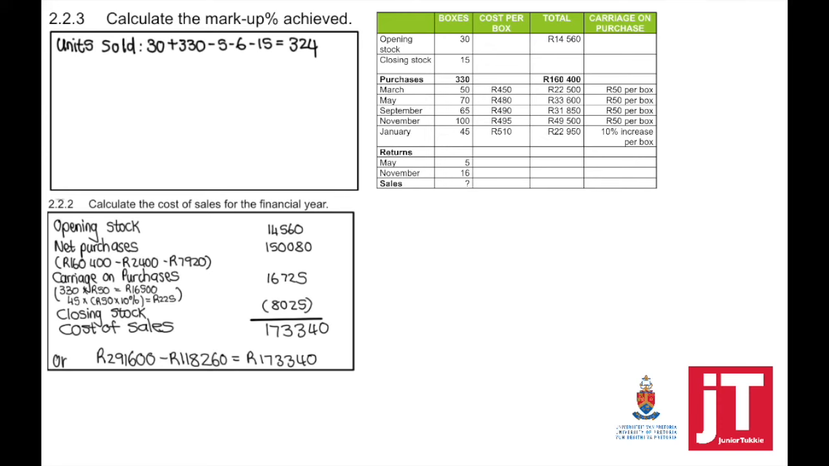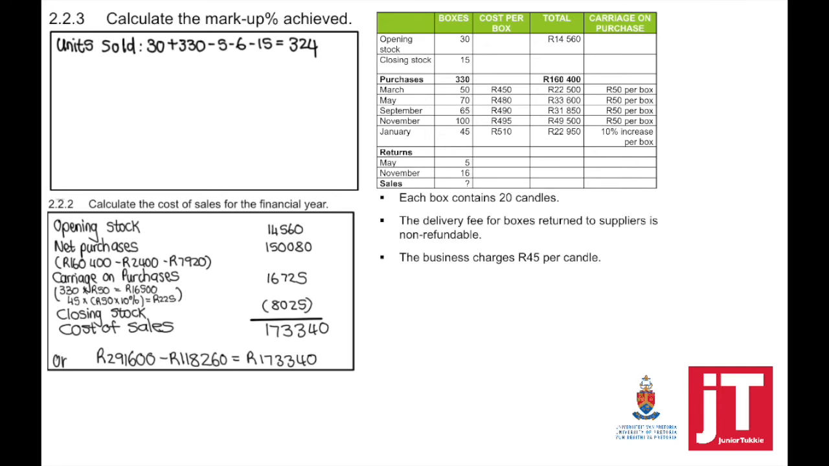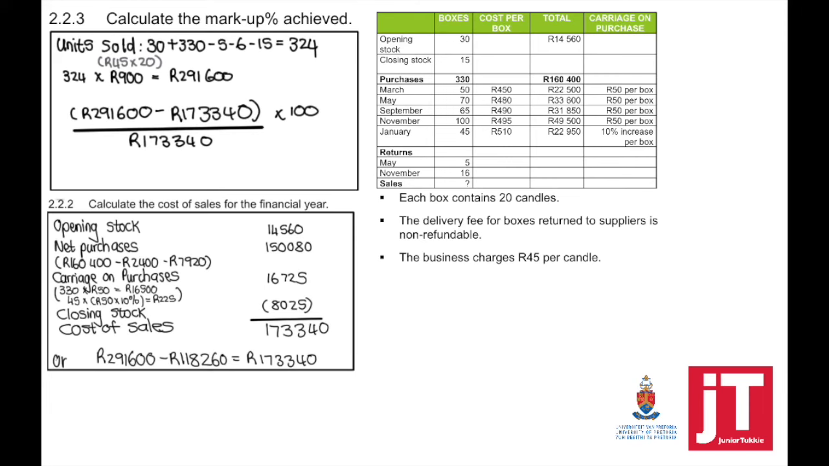minus the closing stock. To work out the sales, you had to take 324 times 900, remember 20 candles and it's 45 Rand per candle, equals the sales. So sales minus cost of sales divided by cost of sales times 100 equals the markup percentage achieved.